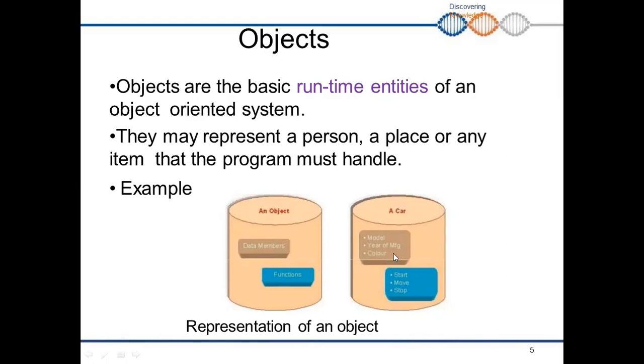Another data member can be its average, AC or non-AC. It can be as many as per our requirement. So basically, data members are our variables, characteristics of our entity. Then functions mean operations that an object can perform. So a car can start, a car can move, a car can stop. Any other function you can add as per your requirement.